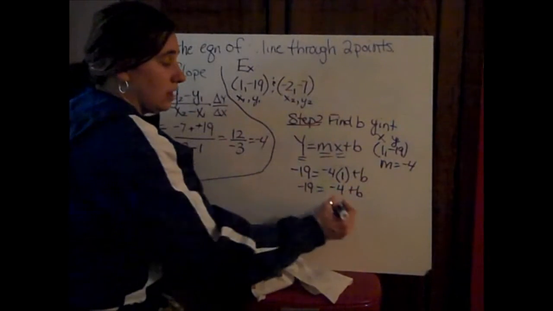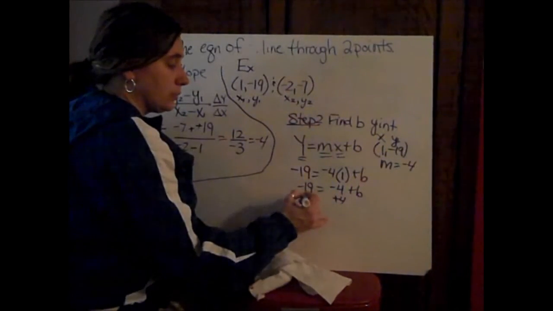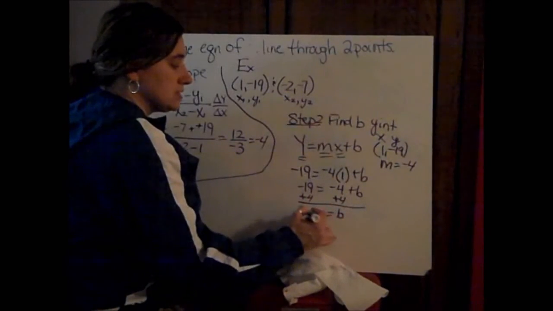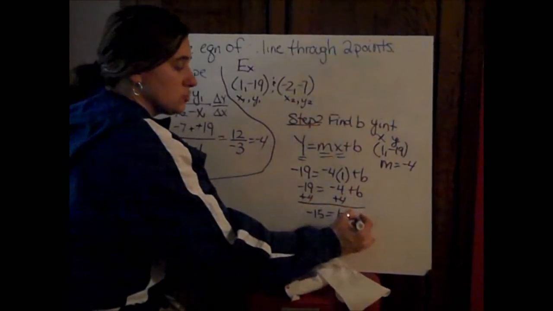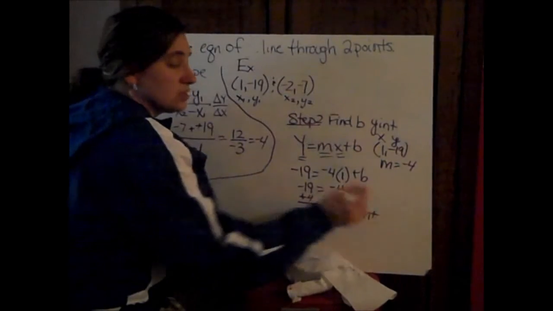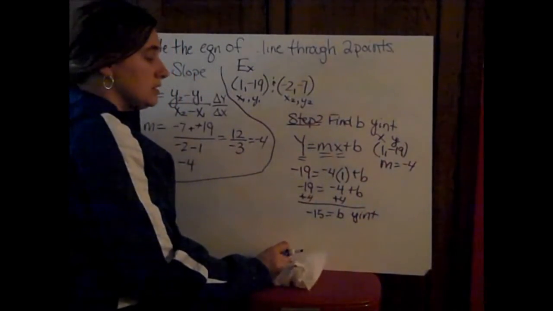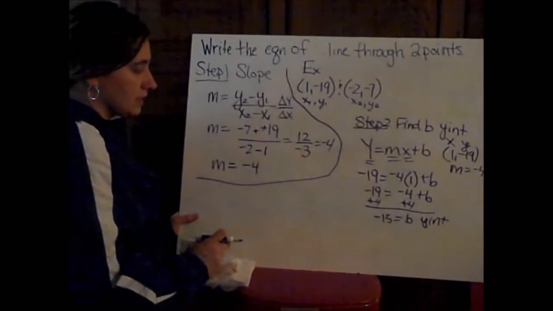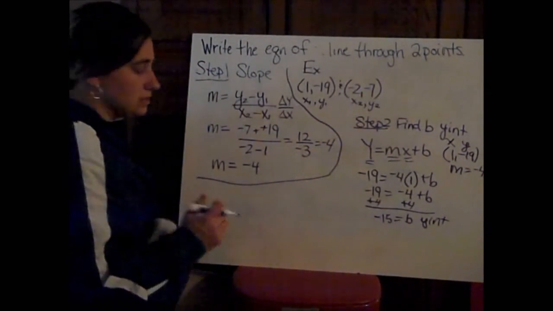Now we have to solve, so we're going to go ahead and add 4 to both sides. And we find out that b equals -15. So that's your y-intercept. That's the place where it's going to cross the y-axis. So our last step is to just write our equation. And I think maybe it'll fit in down here.